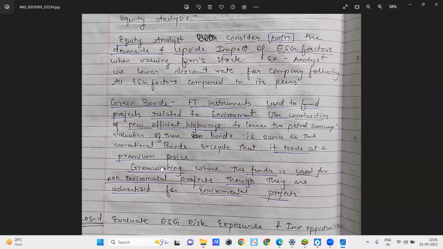Then there is greenwashing, where the funds are used for non-renewable projects but are advertised as green projects. This is a misleading thing. Suppose a fossil fuel company like Saudi Aramco started advertising about green energy, like green highways, even though they are among the most polluting. So greenwashing is like doing a false advertisement.